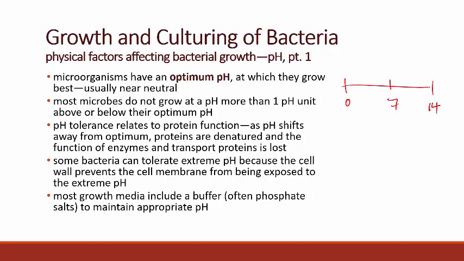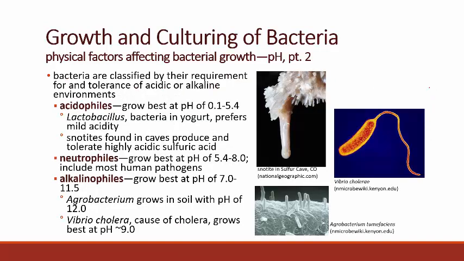One thing that can mitigate the effect of pH and can help bacteria tolerate extreme pH, so really basic conditions or really acidic conditions, is the cell wall. So the cell wall can help to prevent the cell membrane from being exposed to the extreme pH. And because bacteria don't like to be outside of whatever their optimum is, most growth media include some sort of buffer chemical. A chemical that will either bind hydrogen ions if the solution gets acidic, or will release hydrogen ions if the solution becomes really, really basic. So buffers help to maintain that appropriate optimal pH for the bacteria. And so by putting a buffer in, then you can help ensure that the bacteria don't get pushed outside of that comfort zone.